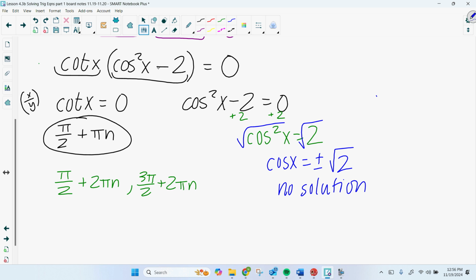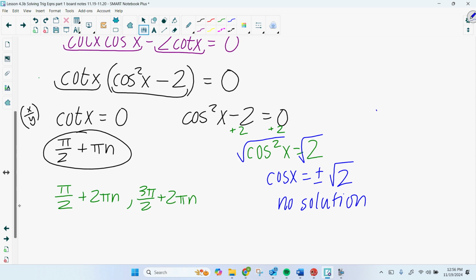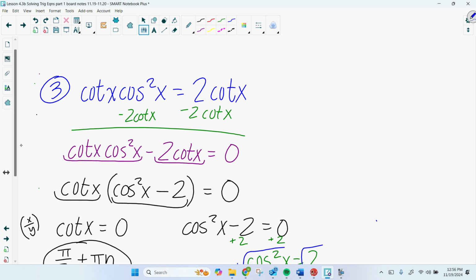Somebody in second period asked me a really good question yesterday that I was glad they asked, because I want to make sure I say this to everybody. If we go back to the original question in the blue, he asked, why can I not just divide this side by cotan and divide this side by cotan, and then cross the cotans off?